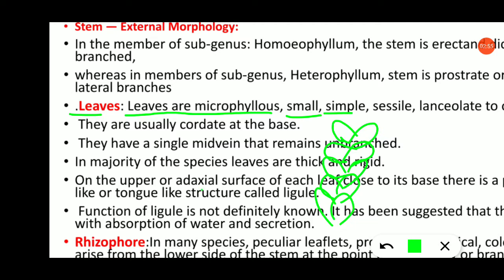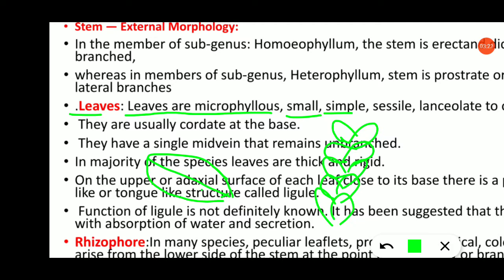Simple means, this is the leaf margin, this is the midvein, and this is the leaf lamina. What is meant by a simple leaf? A simple leaf means a leaf where the leaf lamina is not divided. The leaf lamina is entire. Since the lamina is not divided in any way, it is called a simple leaf.